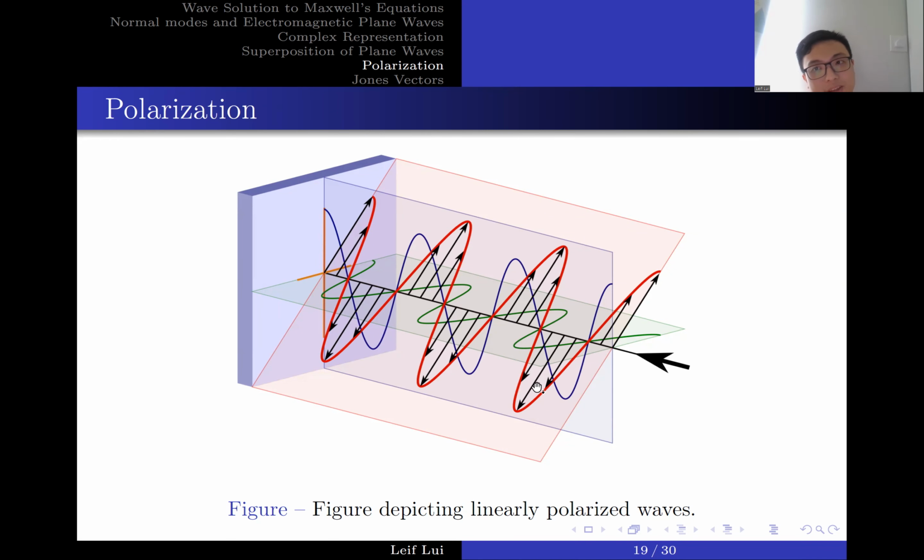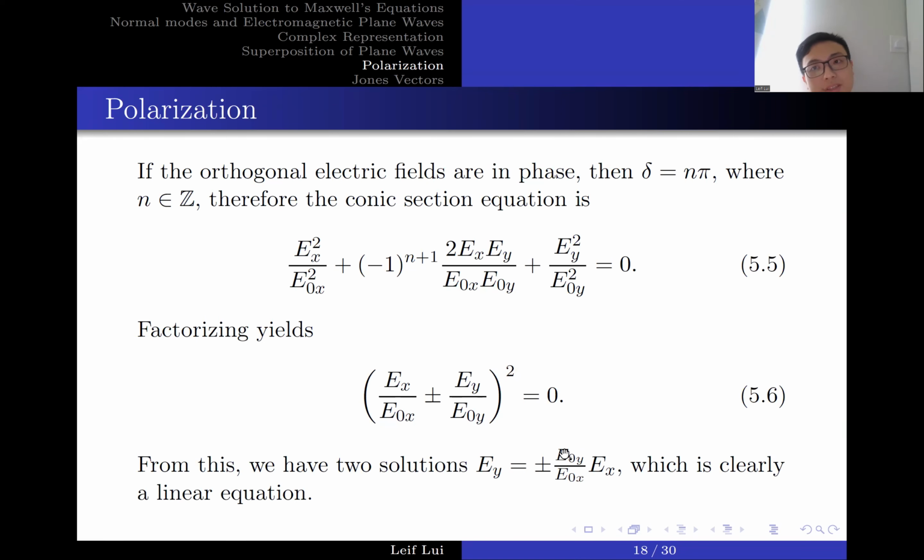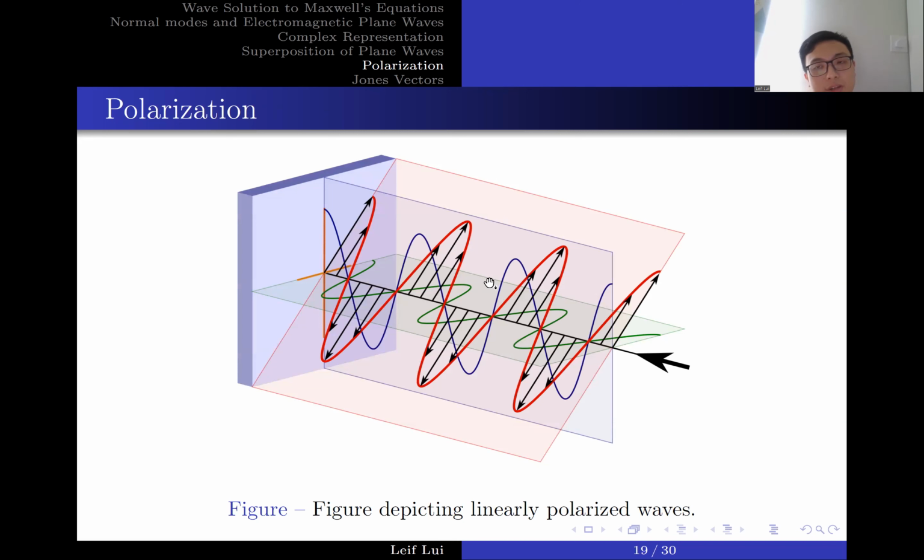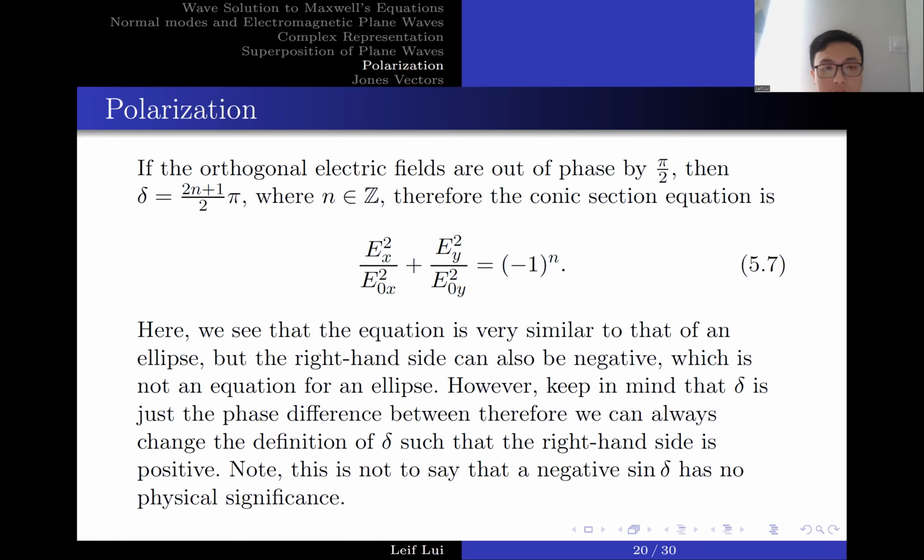And it's not so apparent using this argument. I mean, sure, this is a linear equation, right? But it's still not so apparent why it should oscillate in one direction. I will explain this in more detail when I talk about the Jones vectors. But let us also talk about circularly polarized wave, or elliptically polarized wave, to be more general. So if orthogonal electric fields are out of phase by pi over 2, that means you have some odd number divided by 2 multiplied by pi, right? So this is some odd integer divided by 2 multiplied by pi.